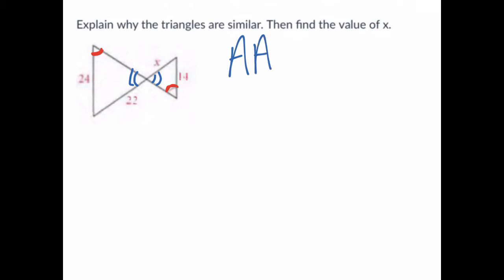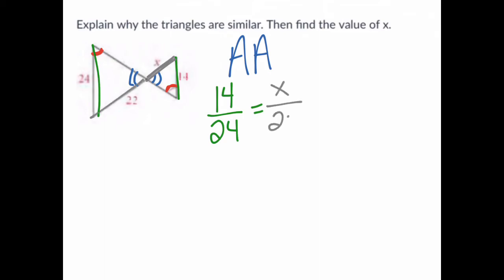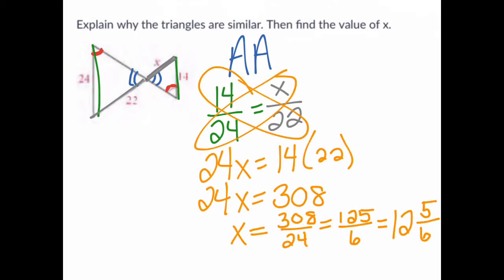Remember again, it's important to be consistent. So I'm going to start with the outside here of my small triangle, and I can put it over the outside here of my large triangle. And then I can set that equal to the side of my small triangle over the side of my large triangle. And then I can use my cross product property to solve for x. And what you get is 125 over 6, or 12 5/6.